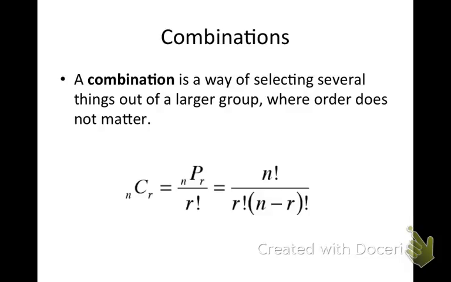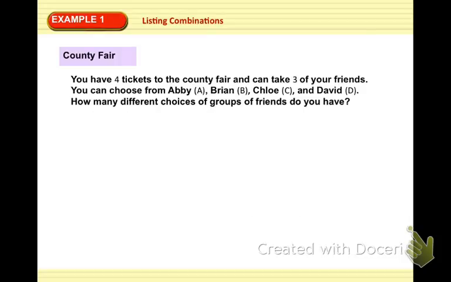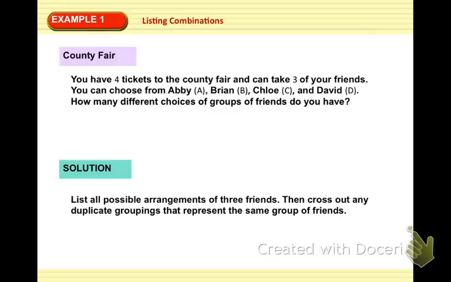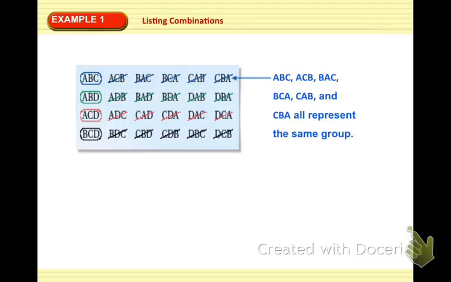So you have 4 tickets to the county fair, and you can take 3 of your friends. You can choose from Abby, Brian, Chloe, and David. So how many different choices of groups of friends do you have? Well, one way is to list all the possible arrangements of the 3 friends and then cross out any duplicate groupings that represent the same groups of friends. So this has been done for you.